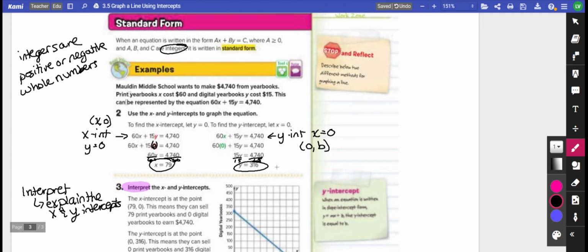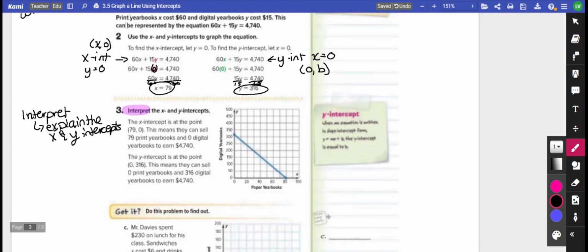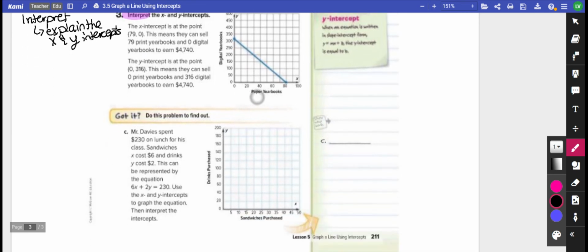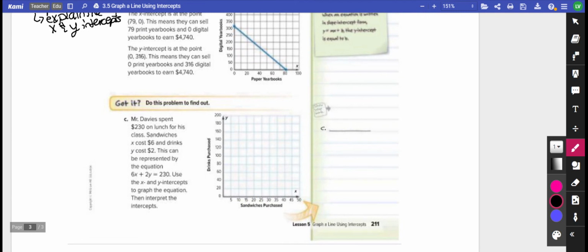So the x-intercept is at the point (79, 0). This means they can sell 79 print yearbooks and 0 digital yearbooks to earn $4,740. The y-intercept is at the point (0, 316). This means that they can sell 0 print yearbooks and 316 digital yearbooks to earn $4,740. So do you got that? Let's figure out if you do by trying this problem.